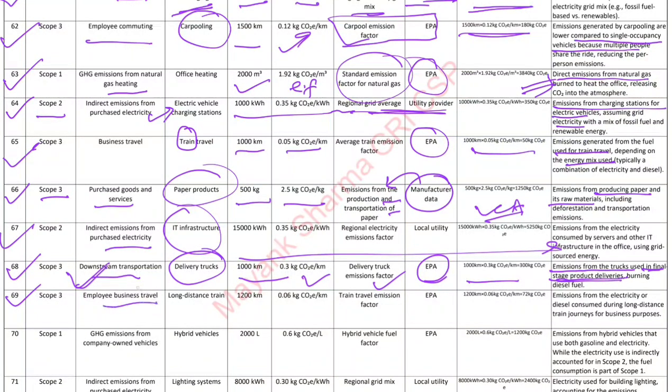Scope 3 example, employee business travel, long distance train, again a very good example. So travel factor from EPA for GHG emissions, and these again are emissions coming from electricity or diesel consumed for long distance train journeys. So in the train they're utilizing either electricity or fuels.